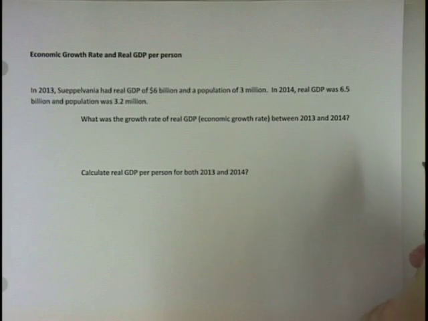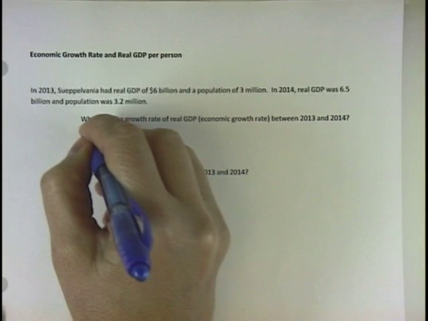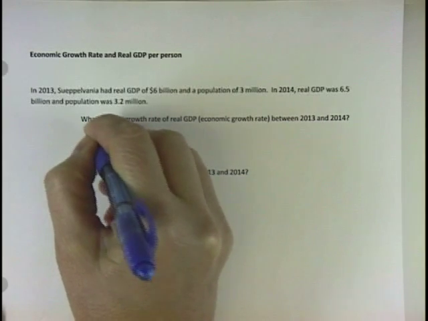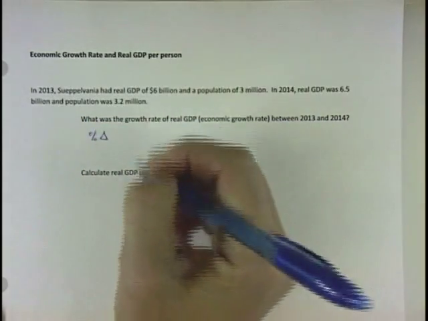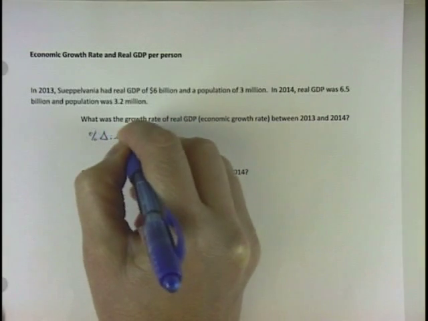Okay, for this we want to figure out the economic growth rate. And the economic growth rate is really just the percentage change in real GDP. Okay, so the economic growth rate is going to be the percentage change, delta means change, in real GDP.